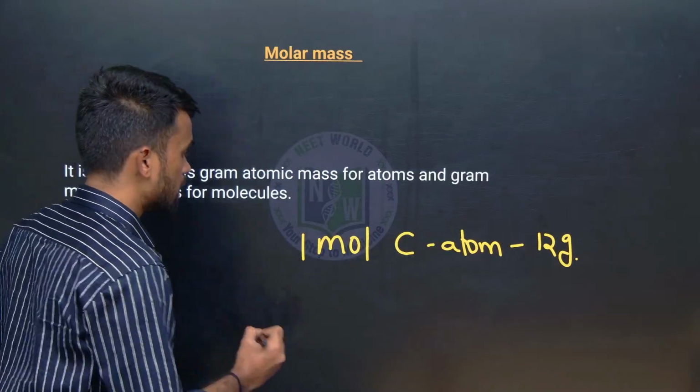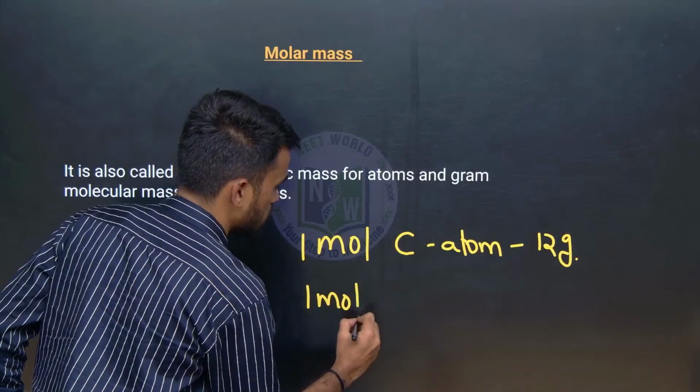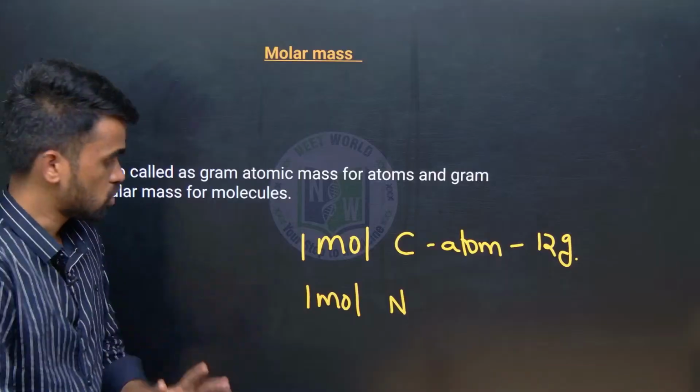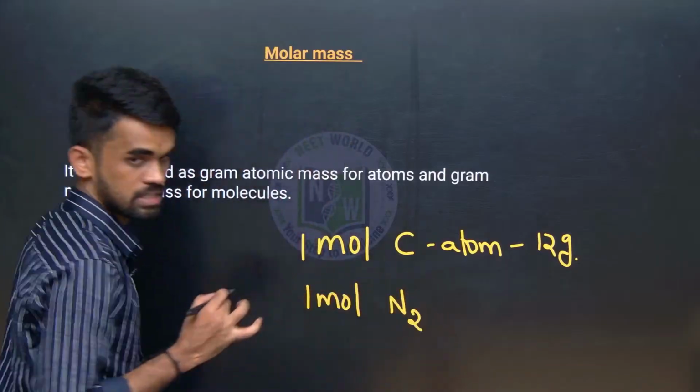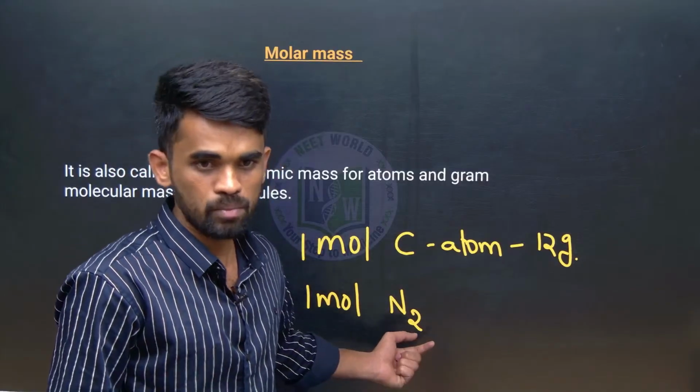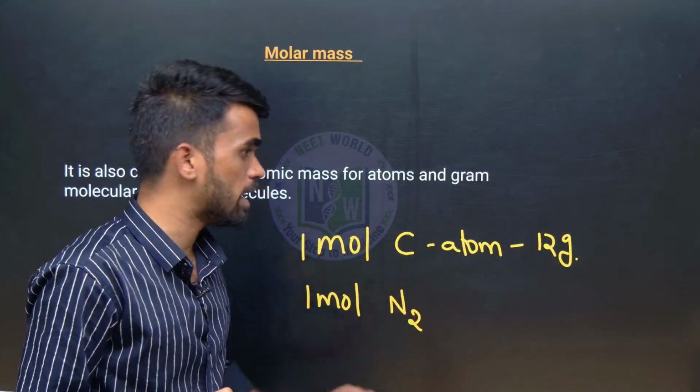Next, if I take 1 mole of nitrogen, if they say nitrogen, you should understand that it is N2 gas. What is the standard state of nitrogen? Diatomic form, the gaseous state. You should understand it like that.